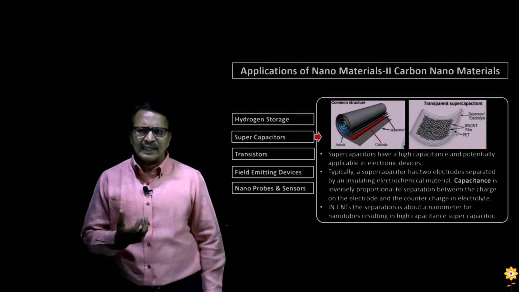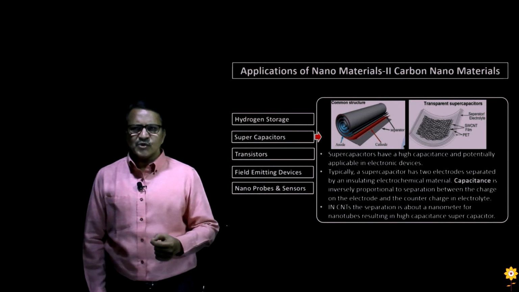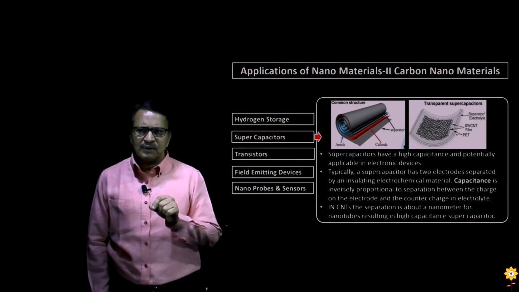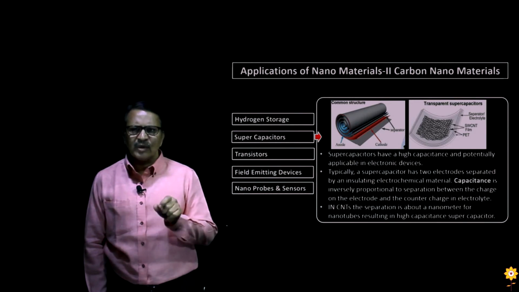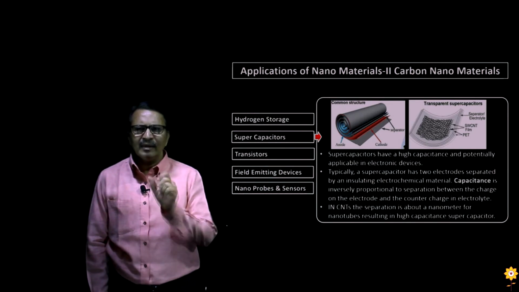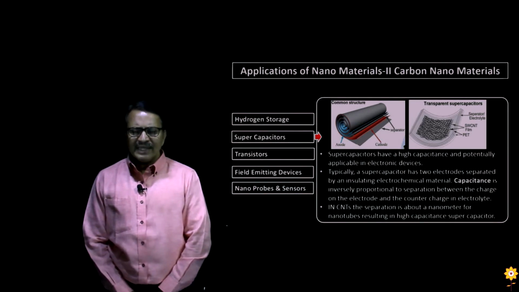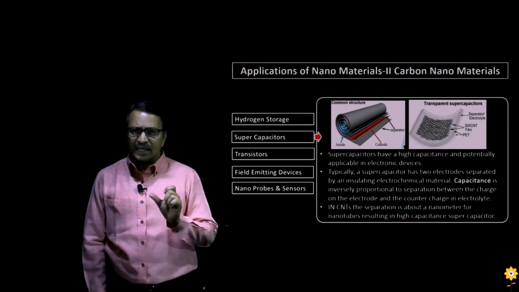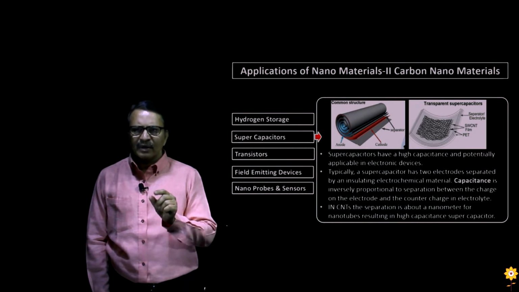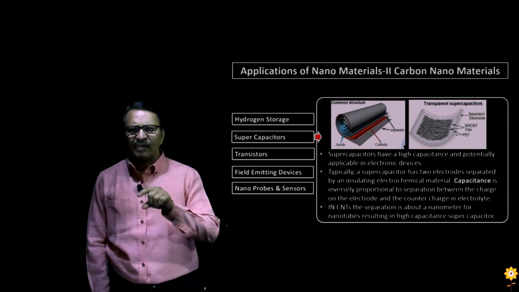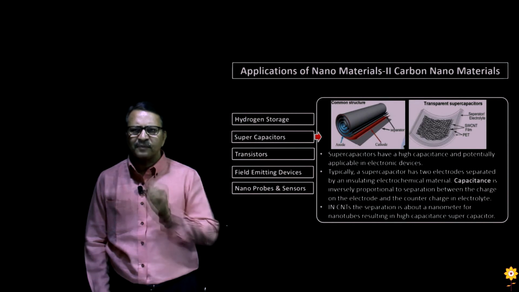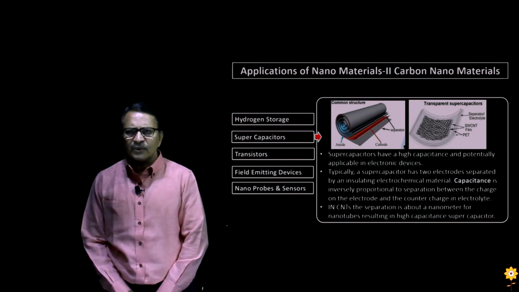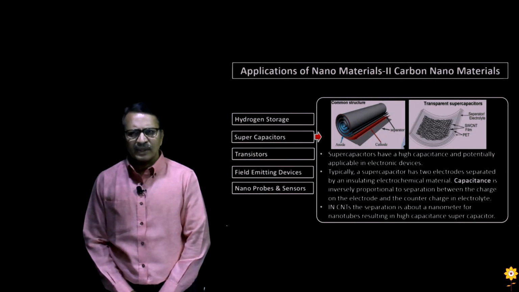and these two electrodes are separated by a dielectric electrochemical material. The capacitance will depend upon the charge separation between the charge that is developed on the electrode and the counter charge that is developed in the dielectric electrochemical material. If you are using CNTs, then this separation is going to be of the order of nanometers, and smaller the separation, larger is going to be the capacitance, because capacitance is inversely proportional to this separation, and thus a large amount of charge can be stored if we are using carbon nanotubes for the development of supercapacitors.